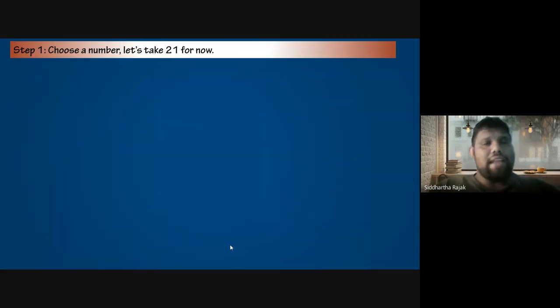I think you'll find this easy, because the steps that are predominantly in use are more or less the same. So we choose 21 for now. We are trying to do numbers which are ending with 1 in this type.